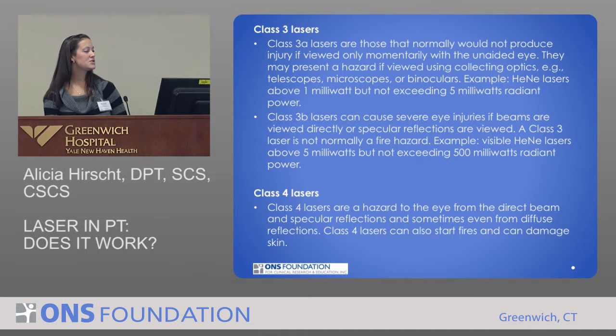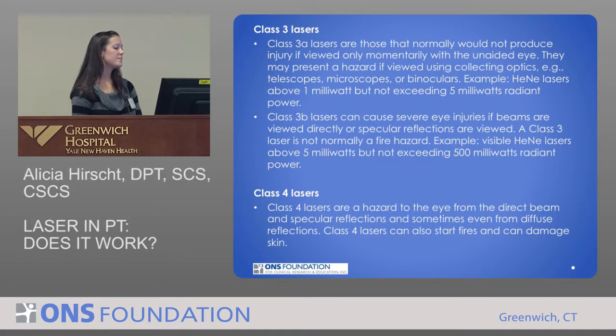Then we have class 3 lasers, and this is where we get into the cold laser or low-level laser therapy, which is what you're going to see most on the market for physical therapy lasers. Class 3A and Class 3B. Now we're talking about they could do a little bit more damage if you were to look right into the light. The power output of Class 3 lasers is anywhere from about 5 to 500 milliwatts, and that's been proven pretty well in the scientific literature to promote healing.